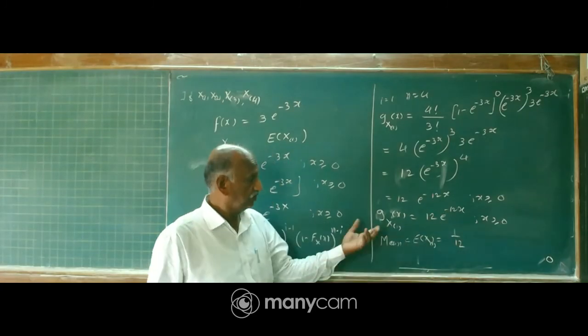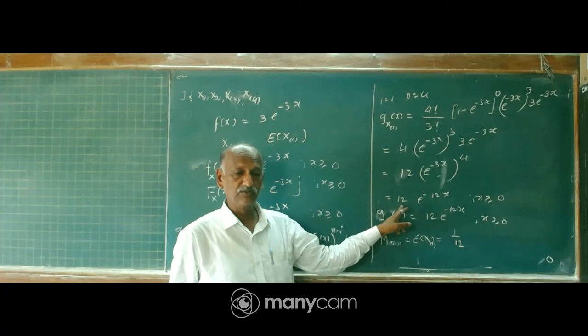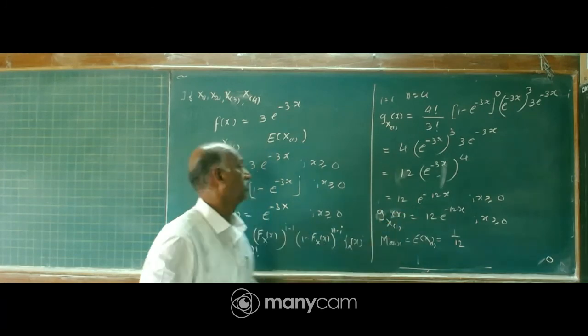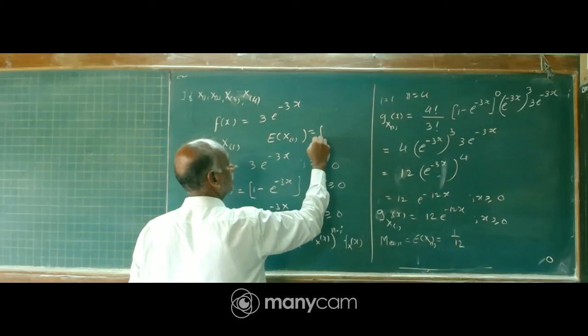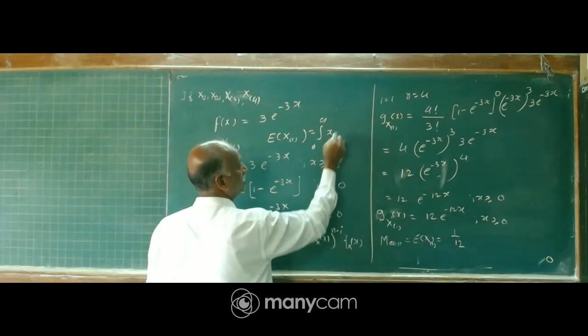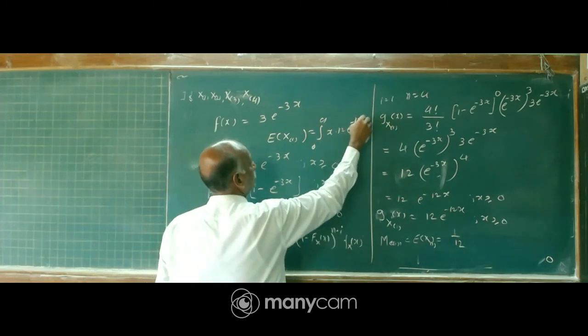If we don't know this, then we can integrate: the expected value of X order 1 is the integral from 0 to infinity of x times the pdf dx, where the pdf is 12 e raised to minus 12x.